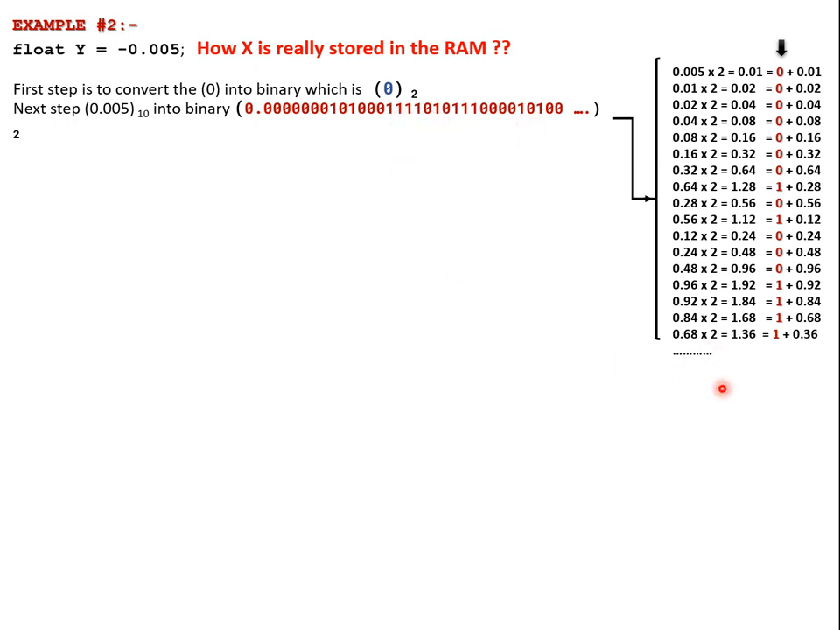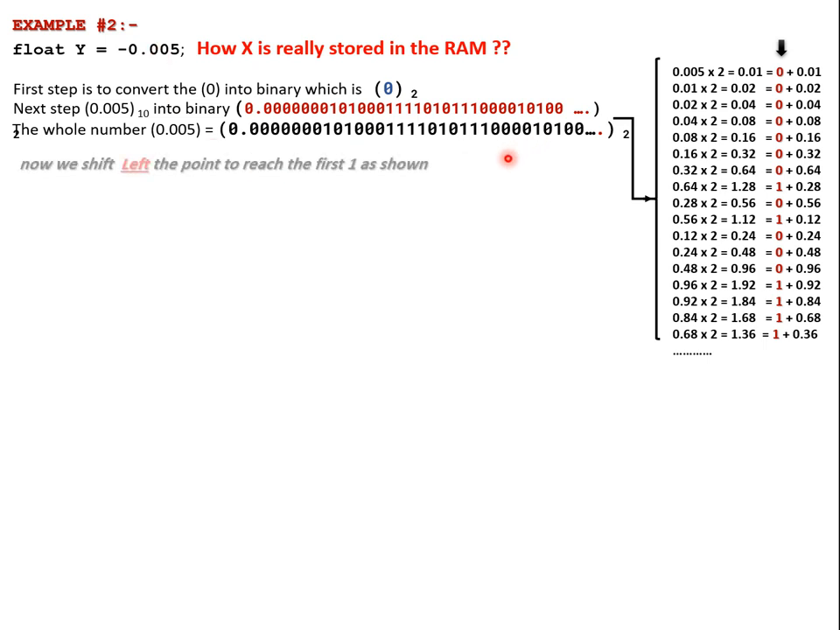Okay, you can proceed with this one because I have limited space here, so you can continue as much as you like. Okay, now the whole number, which is this one, will be like this. Now we will convert this one to scientific form by shifting left in this case. Okay, let's check what's going on here. Now this number times 2 to the 0.